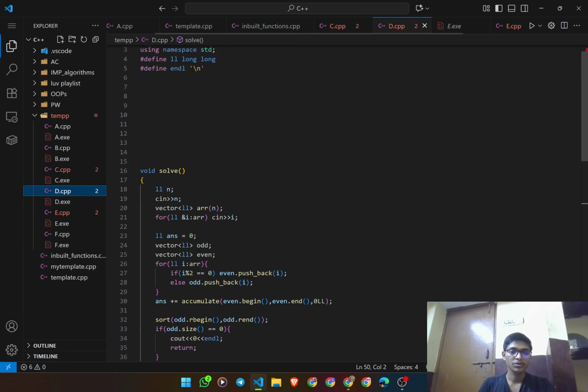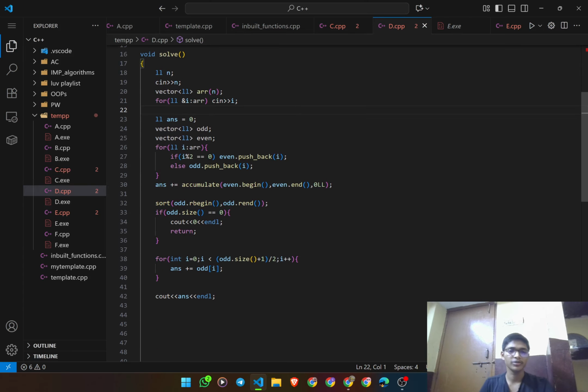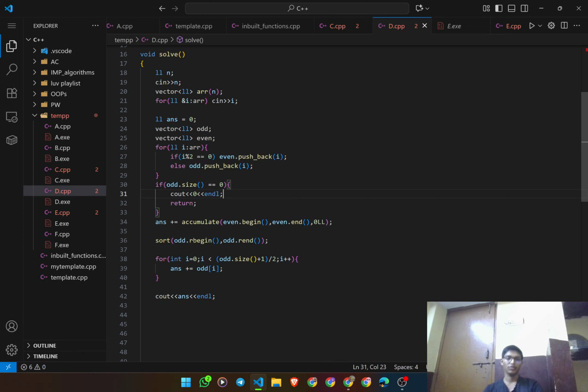So here it's not that hard. We have partitioned into odd and even. We have pushed the evens into the even array and the odds into the odd array, and accumulate all the evens. This condition will be at the top, because we give priority to it: if the odd size is 0, meaning there is no field with an odd number of dandelions, we cannot cut any field. So we return 0.